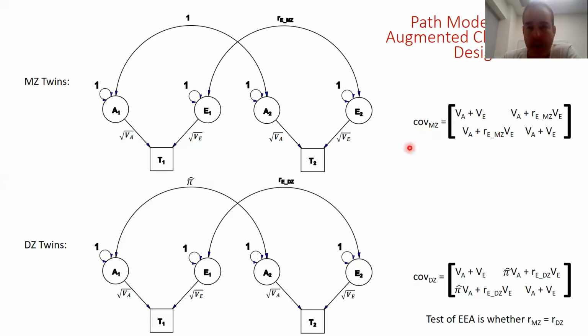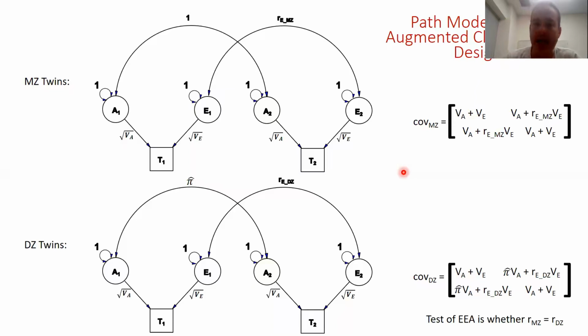And so on the right, again, we've got the expected covariance matrices that you can derive by using your rules of path analysis. And so, what we have here is just exactly the same model. It's just a slightly different parameterization of it. To be fair, I find this formulation a lot easier to understand intuitively why it corresponds to a test of the equal environments assumption.